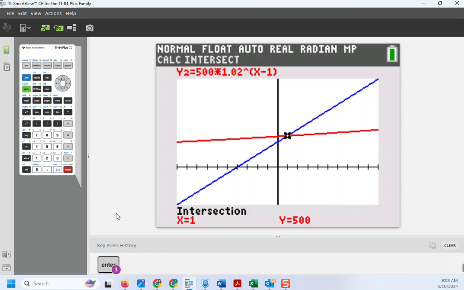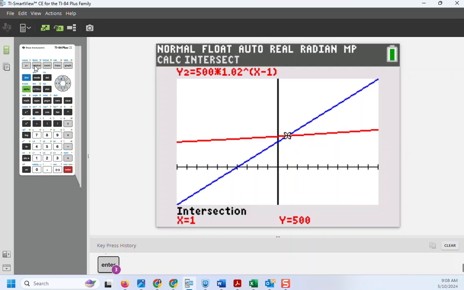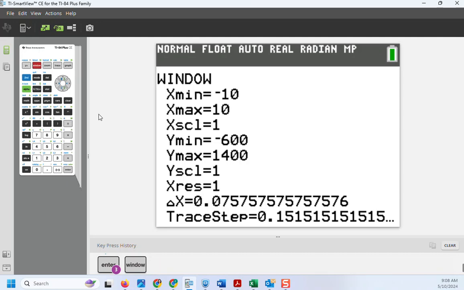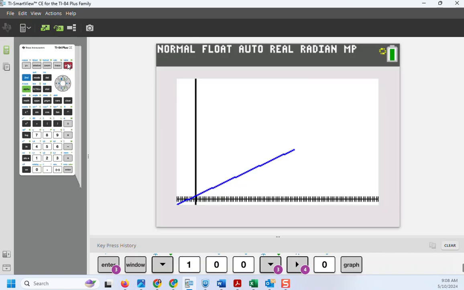We did something wrong. And by we, I mean me. All right, we'll figure this out. Well, they started at 500, right? Oh, so what we want to know is when are they the same again? They both started at 500. Let me try making my window bigger. I need to make my X max like 100. And I'm going to make my Y max 14,000. And I'm going to press graph.